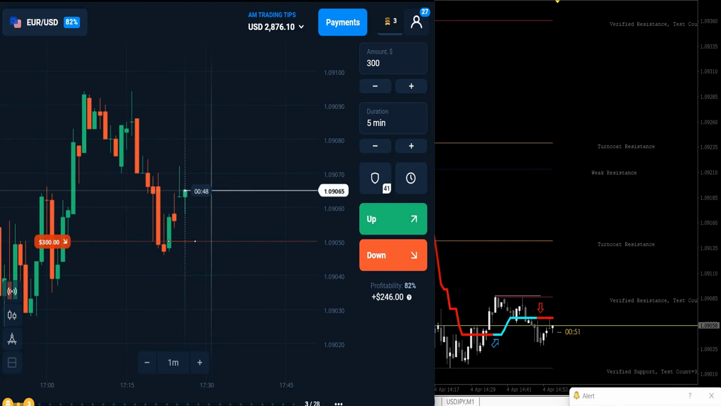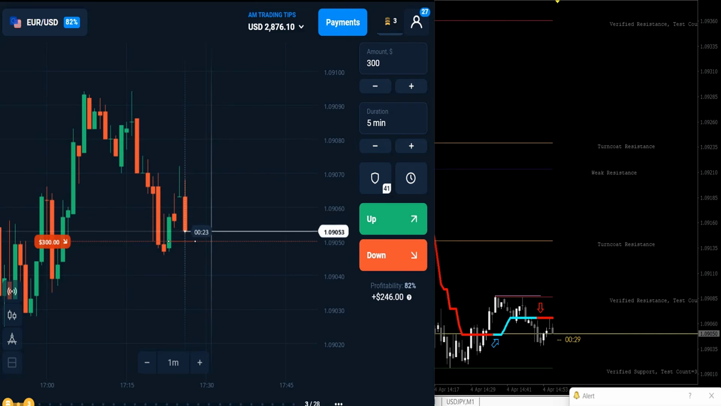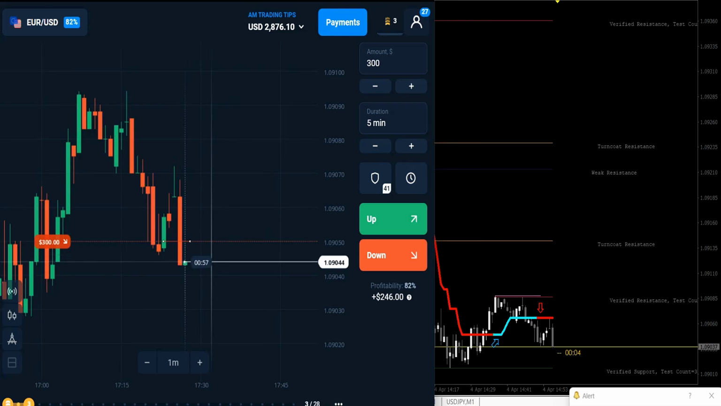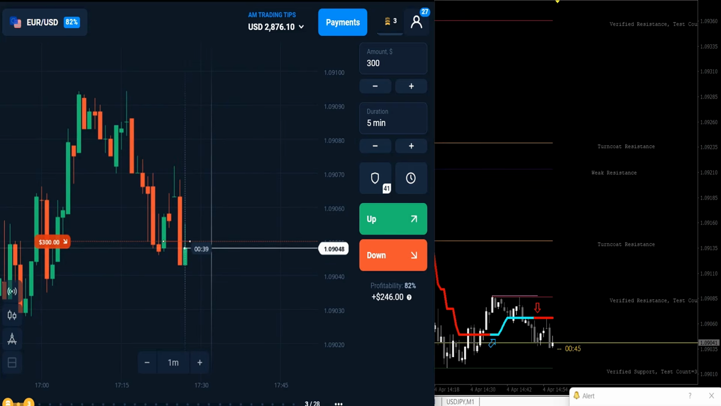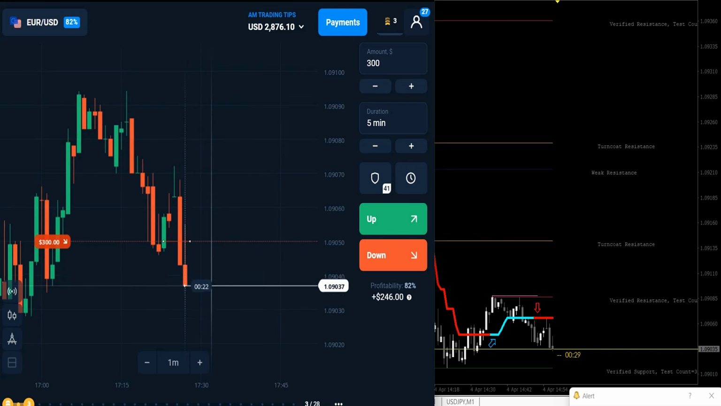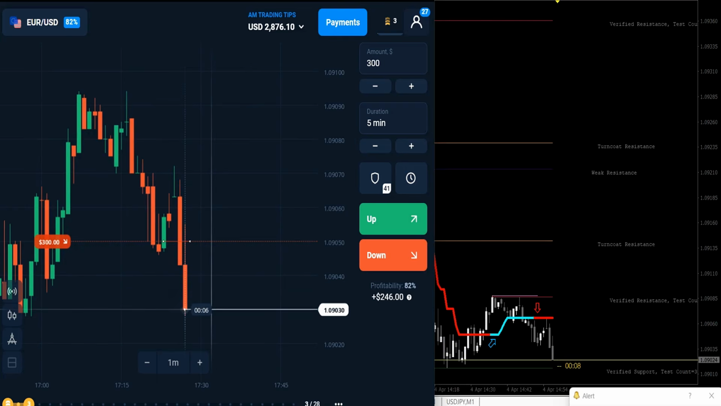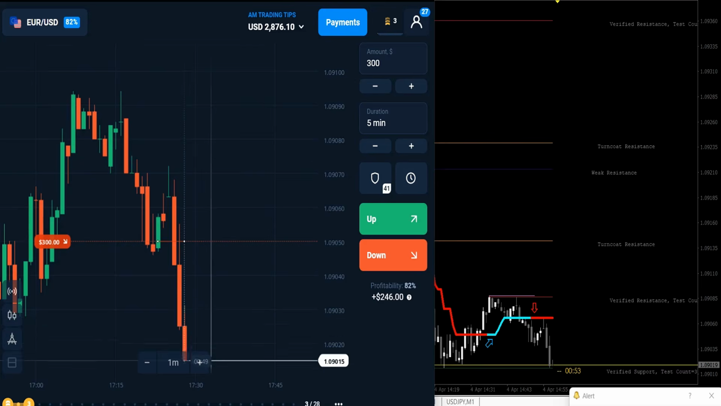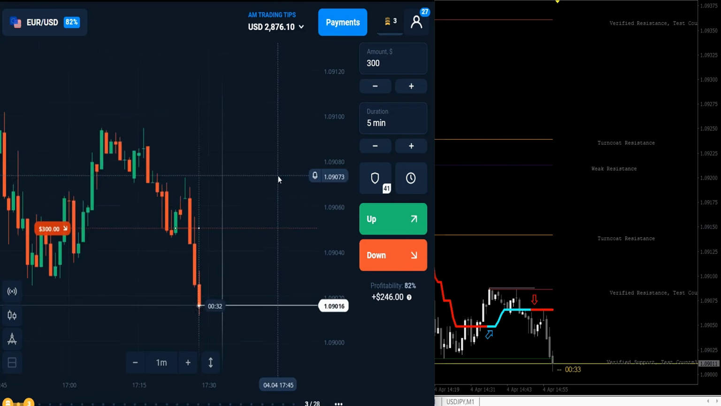Because we entered on the 1-minute time frame with a 5-minute expiry, we gave the trade enough room to breathe. You can see the price didn't just drop, it melted. It completely respected that resistance level we spotted. This is the power of trading with the trend rather than fighting against it. The sellers took control exactly as our indicator predicted, pushing the price deep into the profit zone.